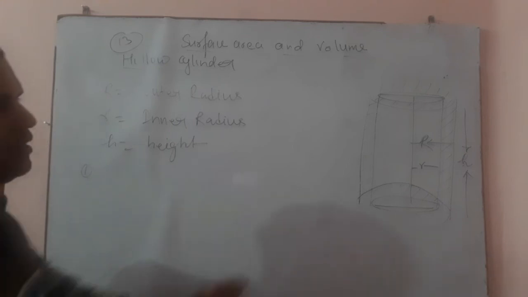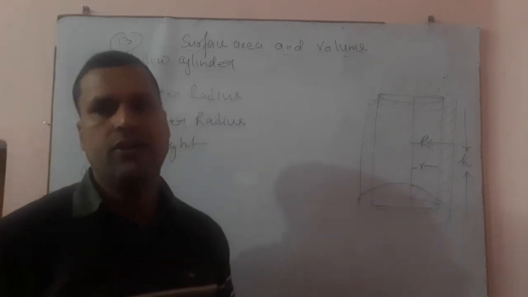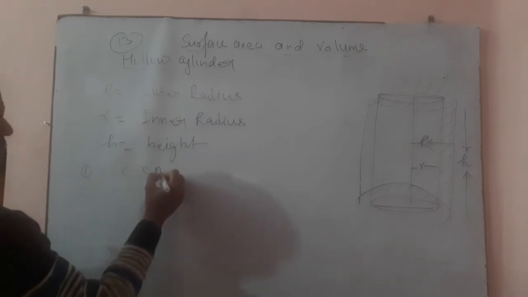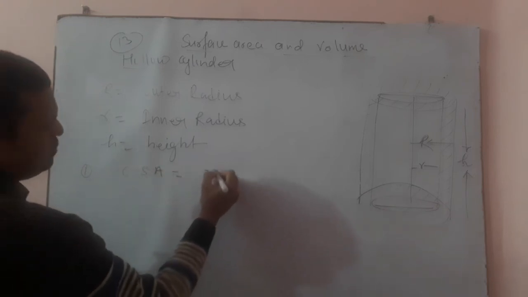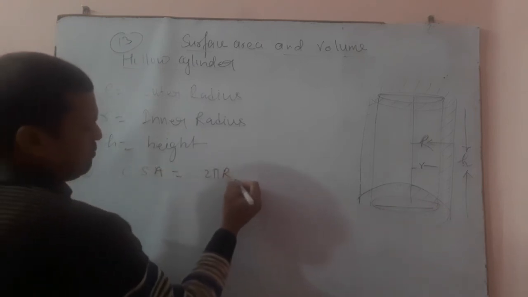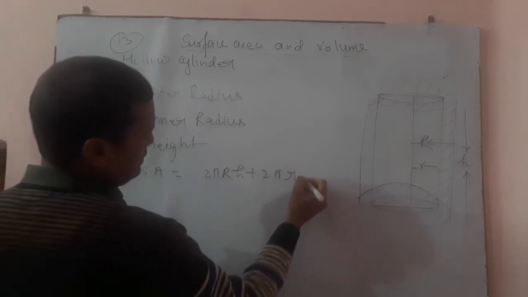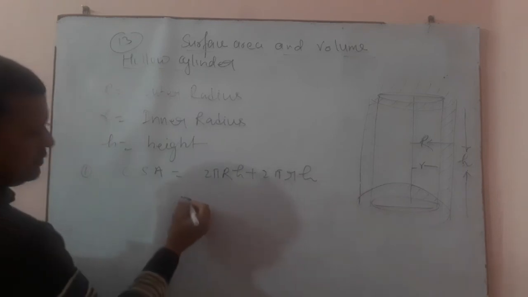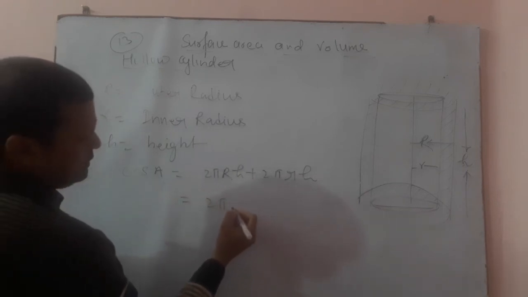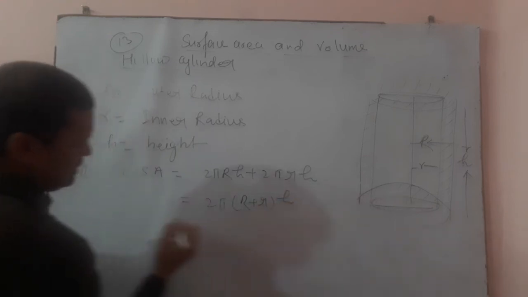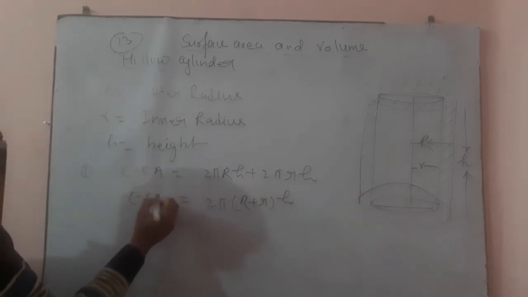what about the curved surface area of the hollow cylinder? Curved surface area CSA is 2 pi capital R H plus 2 pi small r H. It means 2 pi is common, capital R plus small r into H. That is the curved surface area.